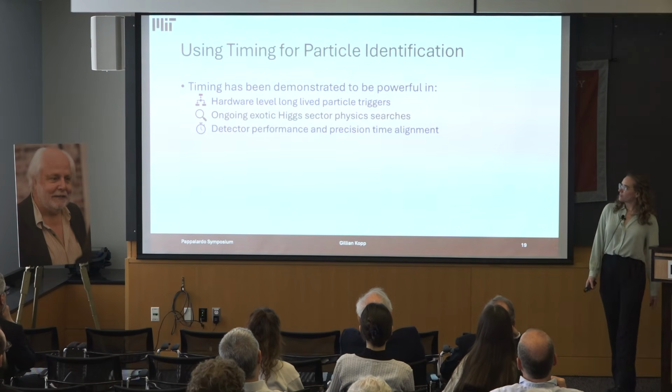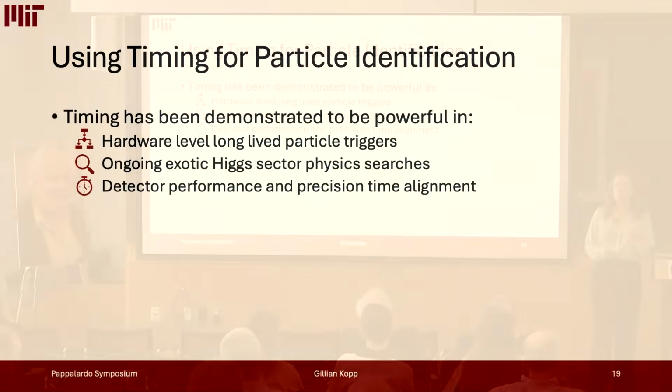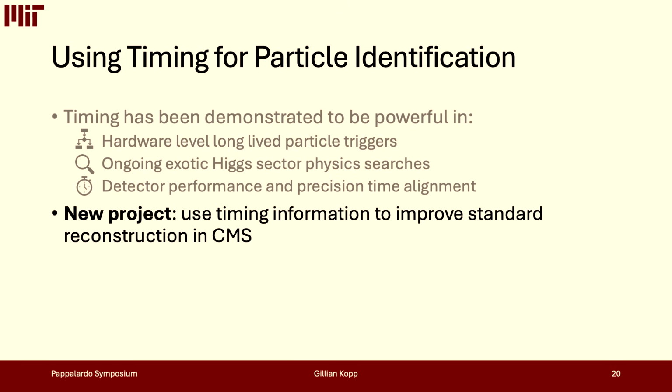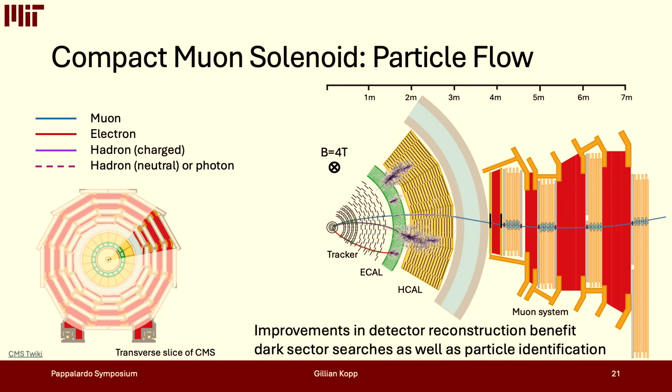So throughout the first part of this talk, I really emphasized how the new timing information that we have from our upgrade has been extremely beneficial in terms of the hardware level along with particle triggers, these ongoing Higgs sector searches, and it's been very beneficial for detector performance and detector time alignment. My next project is to use timing information to improve particle identification, and this is a project that I've really been diving into during my first year here at MIT.